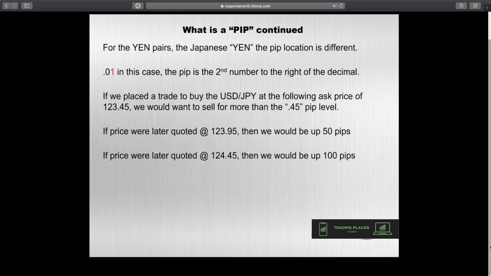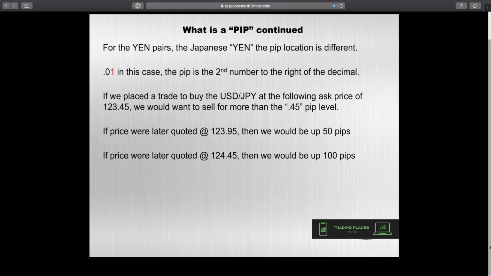Now again, the yen, good old yen, will confuse you. The yen pairs, the pip location is different. 0.01. In this case, the pip is the 2nd number to the right of the decimal. Don't know why, it's just what it is. Okay. So here we go. If we placed a trade to buy the dollar yen at the following asking price of 123.45, what I see in my mind is 45 pips. I'm getting in at 123.45, and I want it to go up so I can sell it for higher than 45, right? I need it to go up.